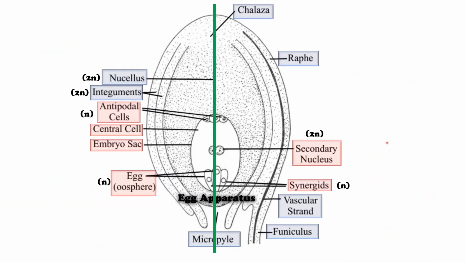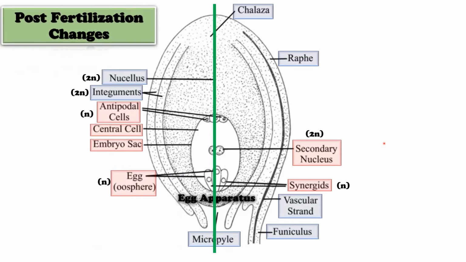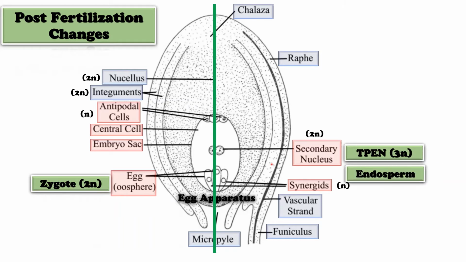Now let us see what are the changes in the ovule and flower after fertilization. These are collectively called post-fertilization changes. Now, this egg after fertilization forms zygote, which will in turn form the embryo. The secondary nucleus fuses with one male gamete to form TPN, which will form the endosperm. It is triploid in nature.